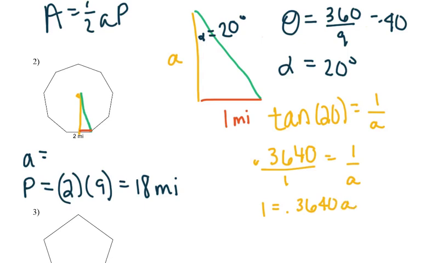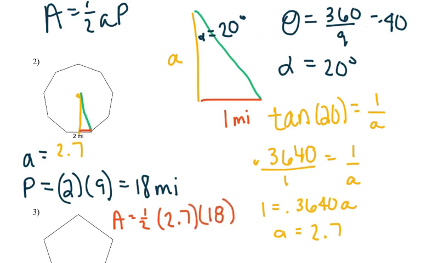So 1 divided by 0.364 is 2.7 when rounded to the nearest tenth. So a is equal to 2.7. So now we can go ahead and solve for the area of our regular polygon. The area is equal to half of the apothem times the perimeter.